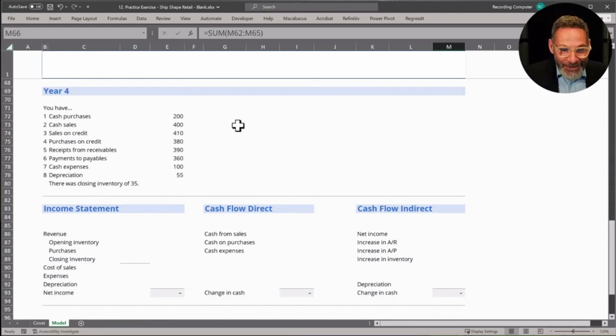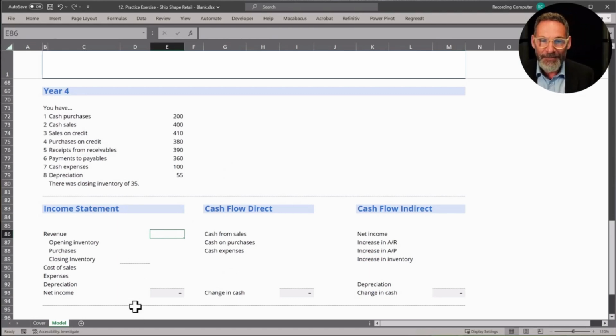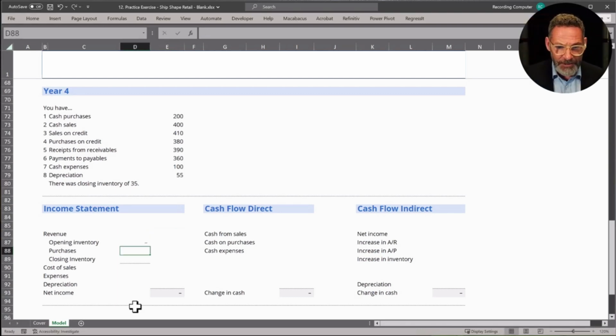Okay, so let's do year 4. And you're going to see I've added a separate column here, and it's because we have to be careful of our opening and closing balances of inventory. So we've done changes in accounts receivable. We've done changes in accounts payable. Now we need to think about changes in inventory. So let's start with cash purchases. And our cash purchases, we're assuming, by the way, there's no opening inventory. So I'm just going to capture that. And our cash purchases are 200.